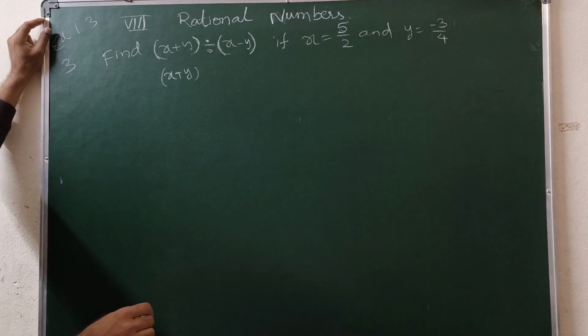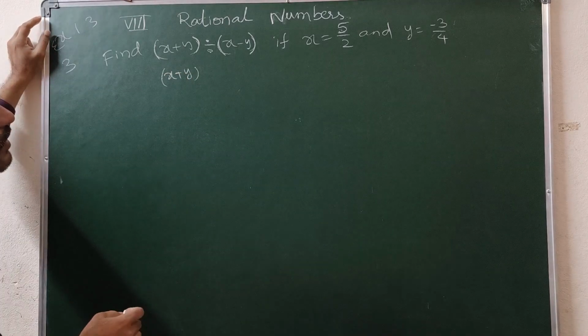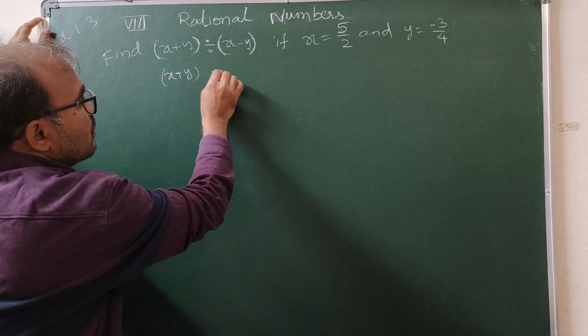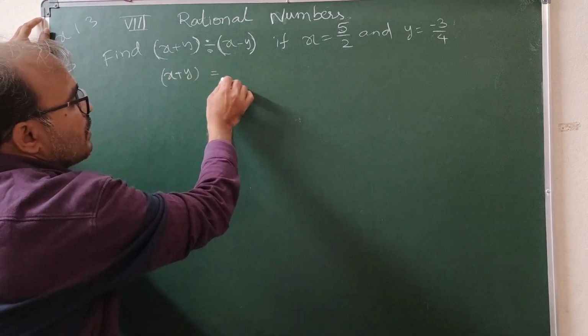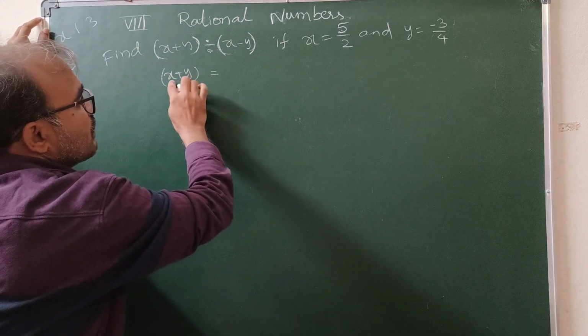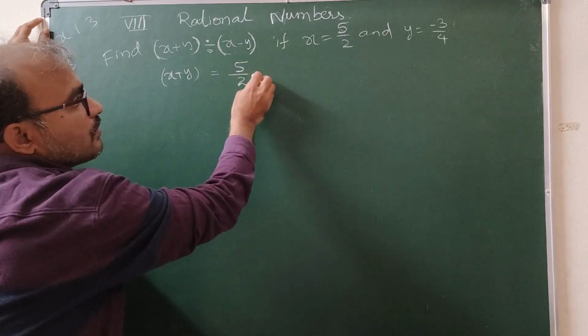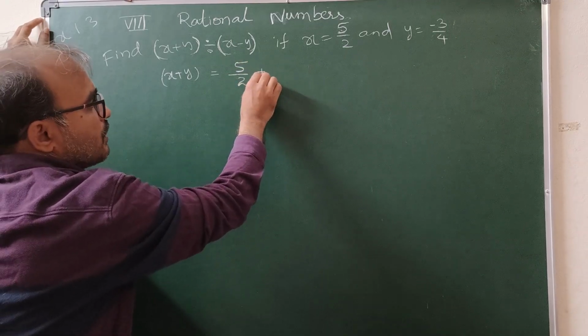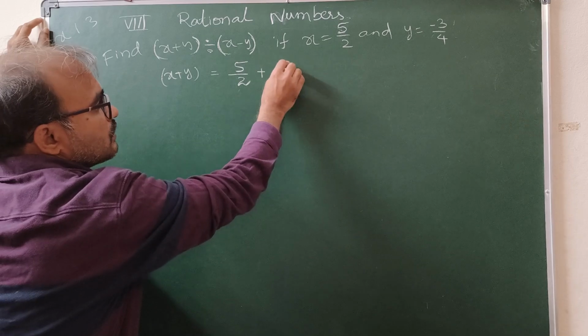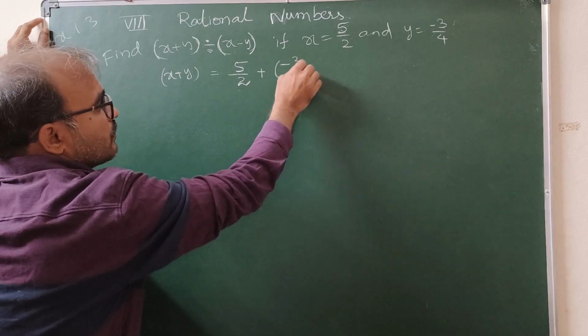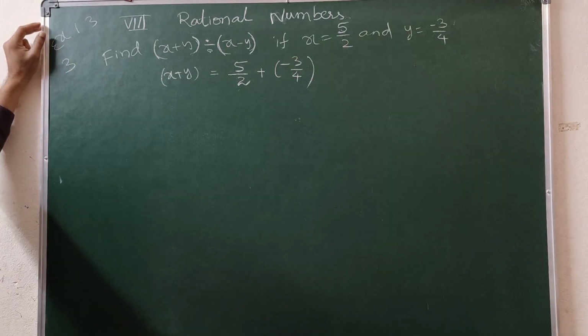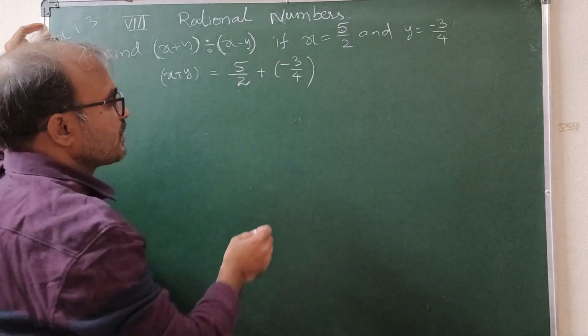Whenever anything is in brackets, first of all you calculate whatever is there in the brackets. So we have to calculate x plus y and x minus y. What is x plus y? The x value is 5 by 2, plus the y value, which is minus 3 by 4.